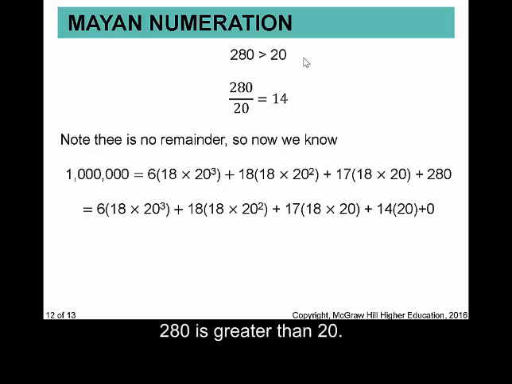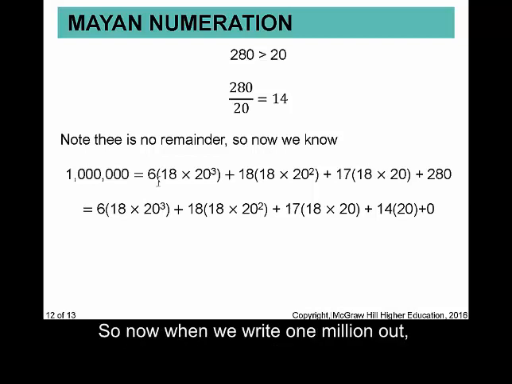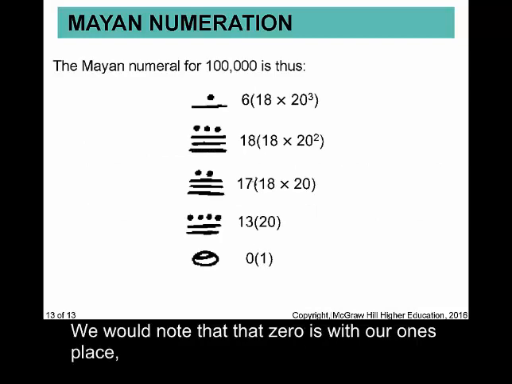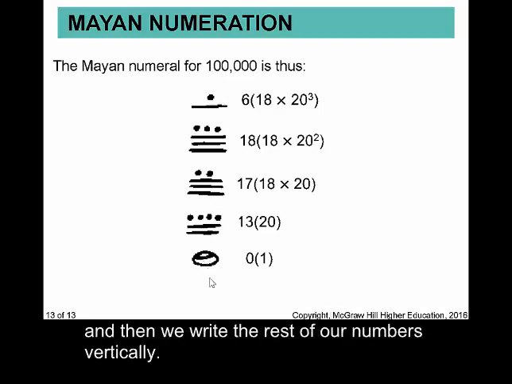280 is greater than 20. When we divide, we get 14 and no remainder, which means our remainder is actually 0. So now when we write 1 million out, we get 6 times this place value plus 18 times this place value plus 17 times this place value plus 14 times 20 plus our remainder there of 0. We would note that that 0 is with our ones place, so we use the I Mayan 0 symbol as a placeholder here, and then we write the rest of our numbers vertically.